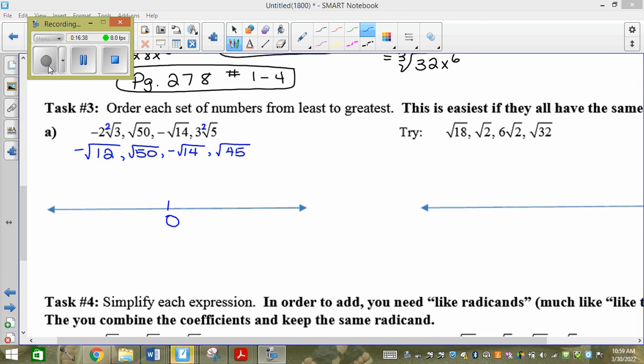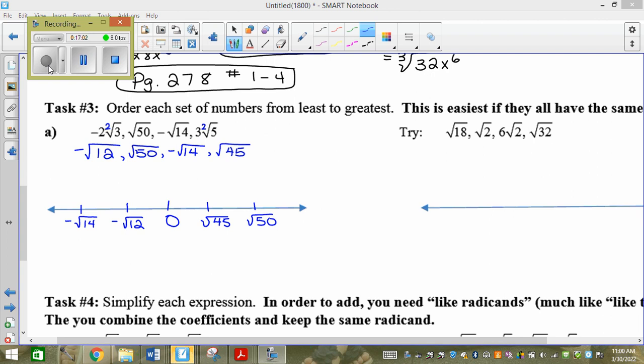So it's negative, so it's actually going to be smaller, right? Because it'd be more left on the number line. So I would have here negative root 14, negative root 12, root 45, and then root 50. Yes, exactly.